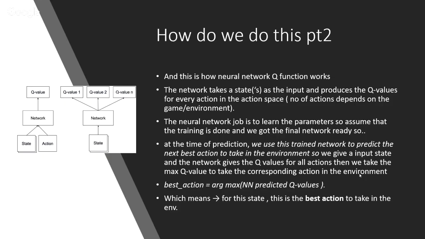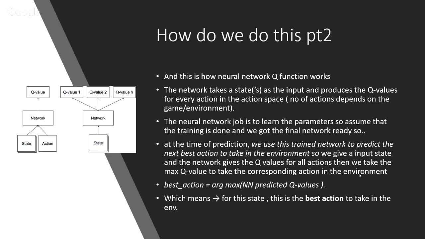So this is how a neural network Q function works. I'm just going to break it down. I'm not going to go into code specifically, but just to give you more of a high-level understanding of what's going on. So the network takes a state as the input and produces a Q value for every action in the action space. None of the actions depend on the game environment. The neural network's job is to learn the parameters. So assume that the training is done and we've got the final network ready. So think that we've already done the training. I'll talk about the training next.